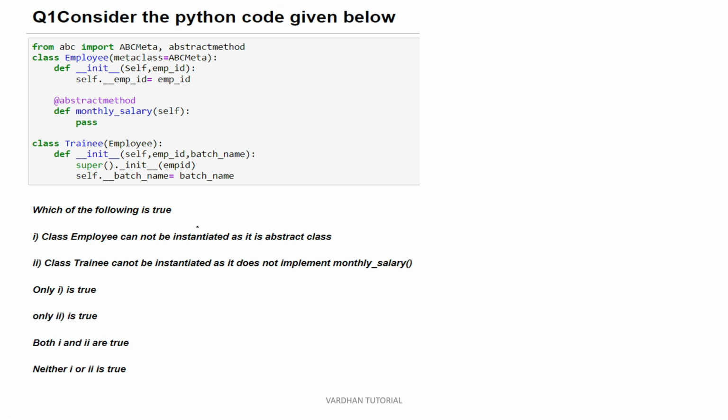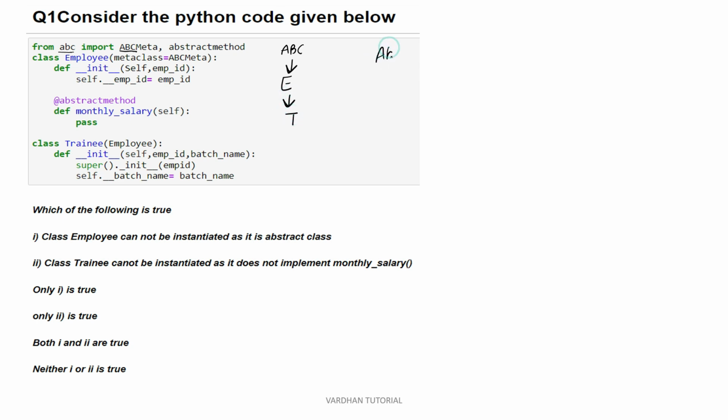Now the first question is based on abstract classes. Python does not have an abstract class built in, so we use a module named ABC. ABC is a module in which we have defined the abstract base class. So ABC is a parent class of Employee, and Employee is again a parent class of Trainee.